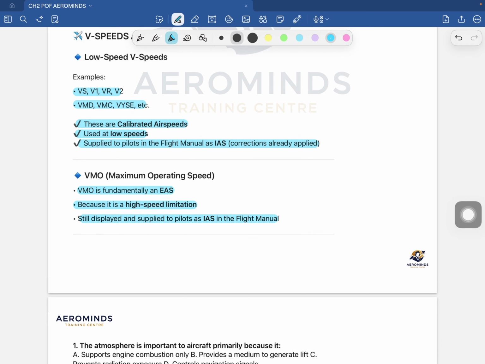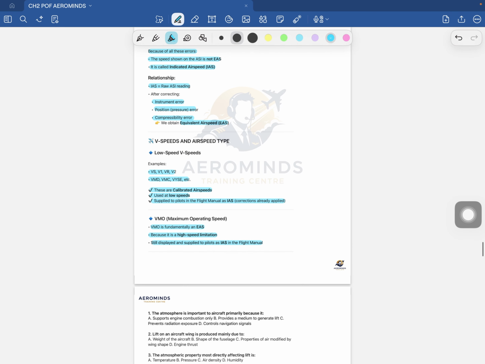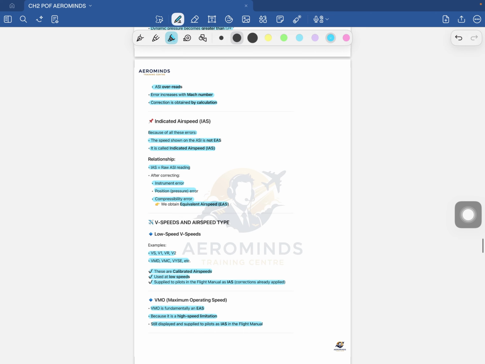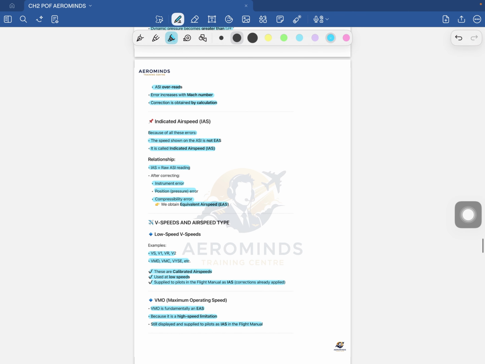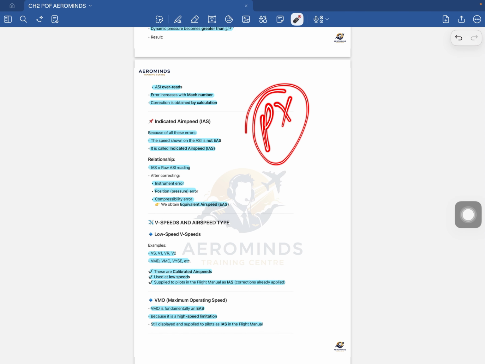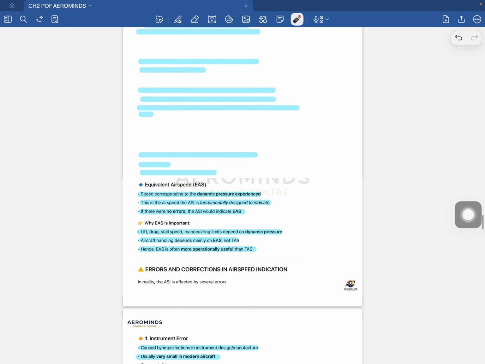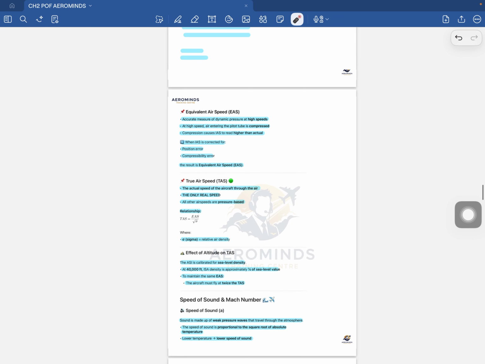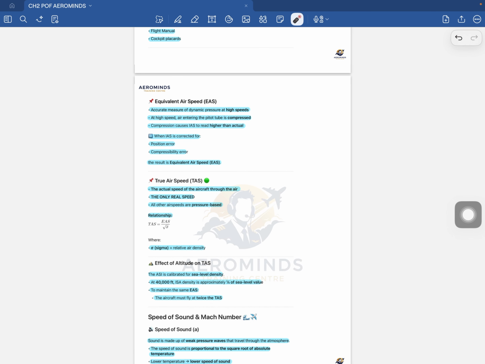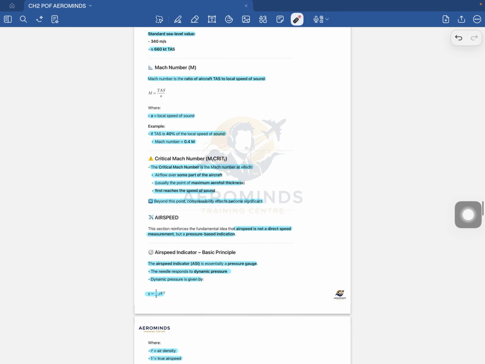Got it? So if I want to conclude this topic in your mind, always remember this logic, that the airspeed indicator measures the pressure and not the speed. Okay, and it is calibrated for the sea level density. The raw reading is the IAS, and after correcting errors we get EAS, and the aircraft cares about the EAS because that is what represents the aerodynamic force acting on it. So this actually completes our chapter.